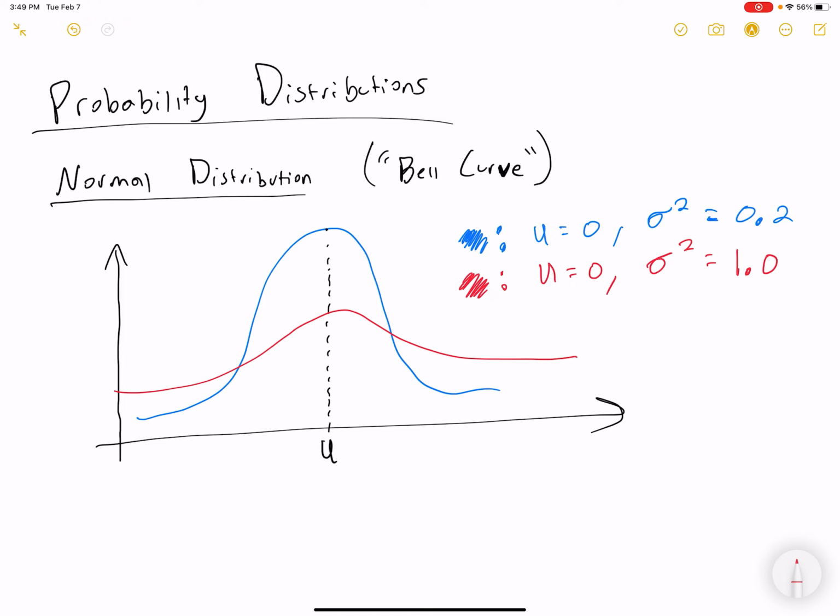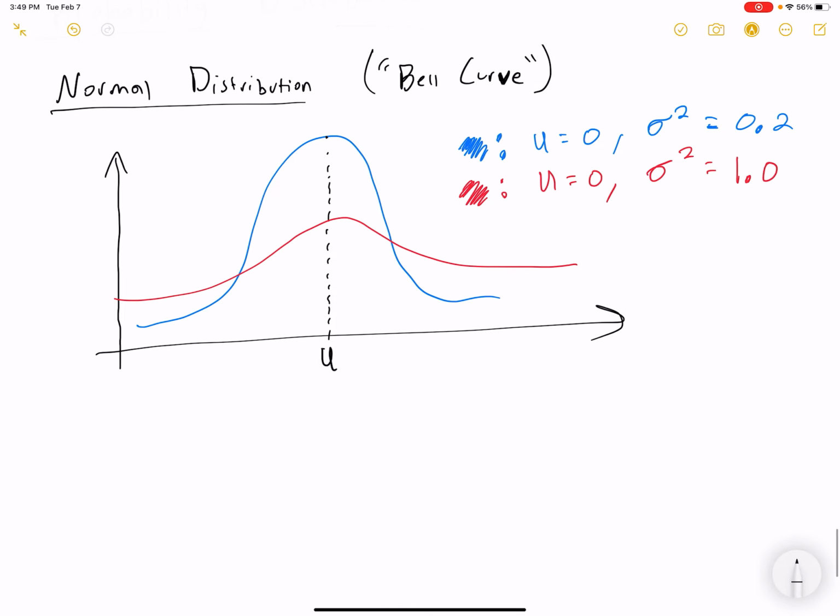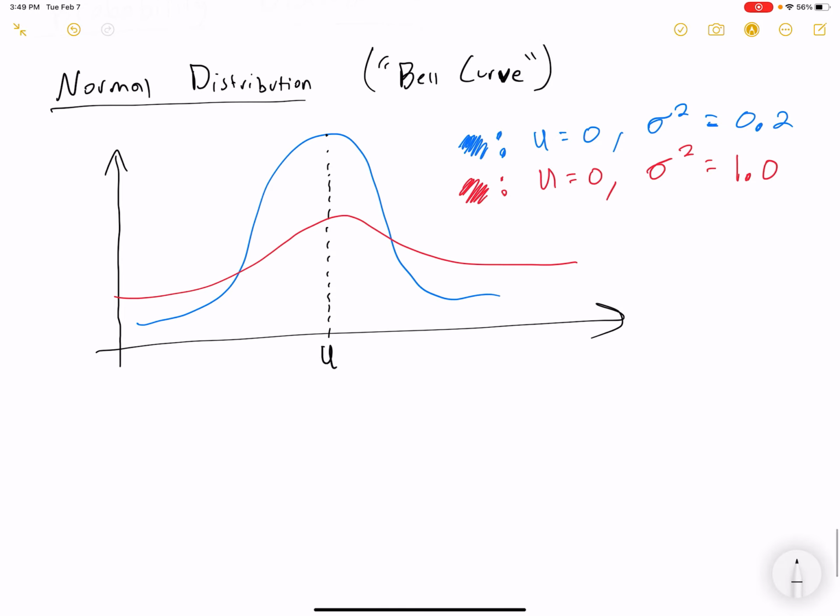Yeah, we're getting there. So we're in fact getting there now. So the function for this distribution is super ugly, and please don't memorize it for this class. You can memorize it for other classes or if you're curious.